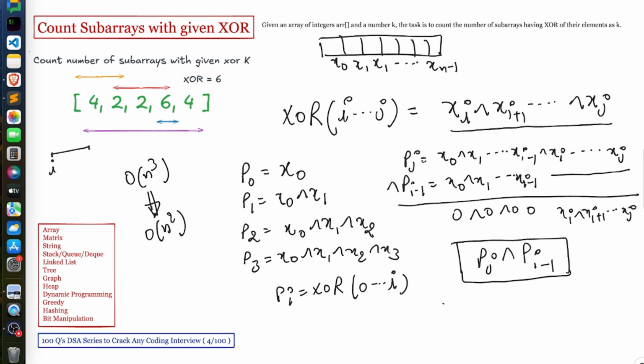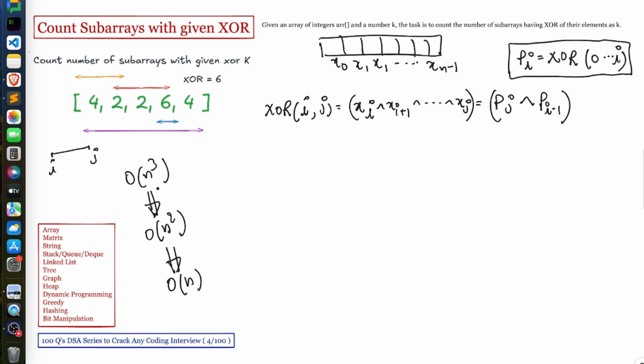So let's say this is a subarray from index i to j. To calculate the XOR value of all the numbers in this range, we can take help of the prefix XOR, which tells you the XOR value from index i to j in order of 1. So the complexity is now order of n square, and now we will try to reduce this complexity to order of n. Let's see how. By now we have already discussed the order of n cube and order of n square solutions. Now we will look at the order of n solution.